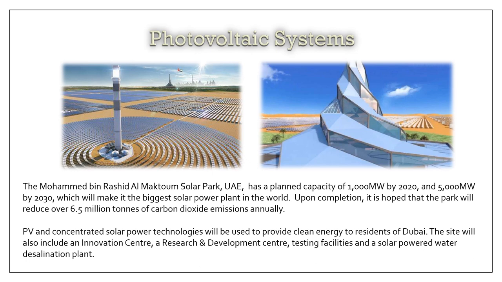Okay, the Mohammed bin Rashid Al Maktoum Solar Park, and that's in the UAE. Capacity is 1,000 megawatts by 2020 and 5,000 megawatts by 2030, so that's expected. They want to build the biggest solar power plant in the world, and they want to reduce about 6.5 million tons of carbon dioxide emissions by completion.